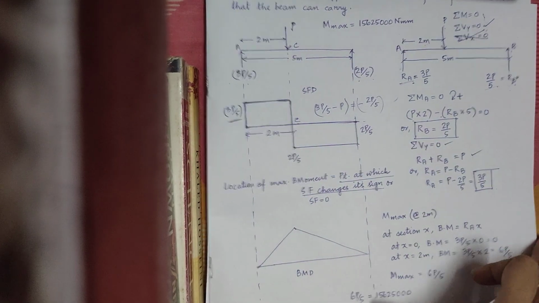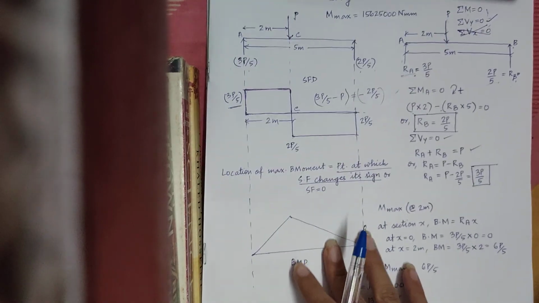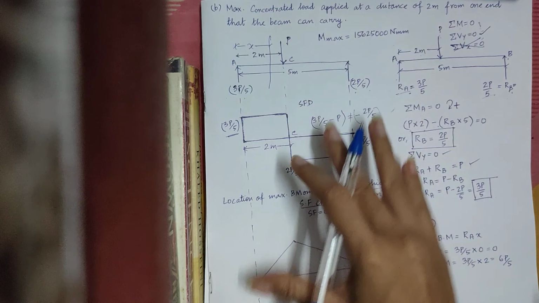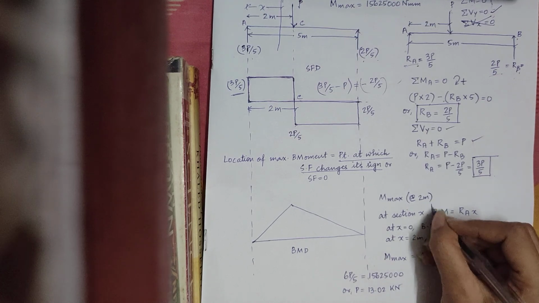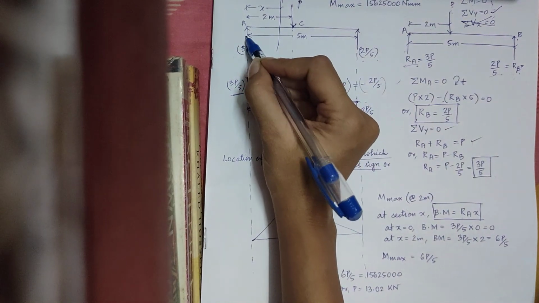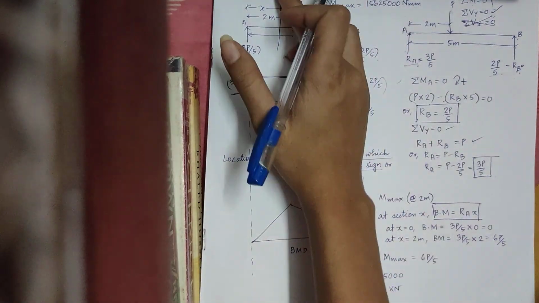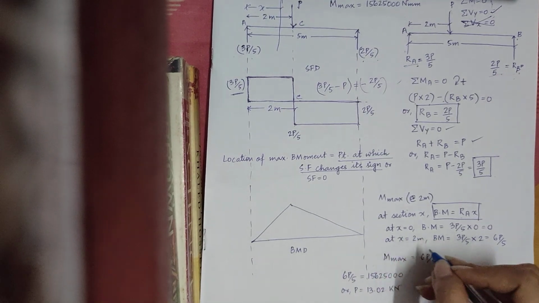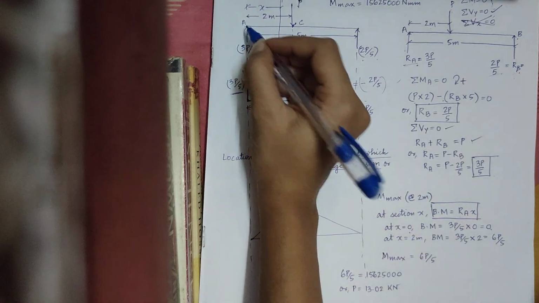So now what we are going to do, we will simply frame an expression for bending moment at a section X. Suppose this is my section X, and the bending moment at this section X will be given by, see over here, I've written it already. The bending moment expression is given as RA into X, since this is my RA and X is the perpendicular distance from RA with respect to this section. So we put X as 0 and bending moment will be equal to 0 at this point A.